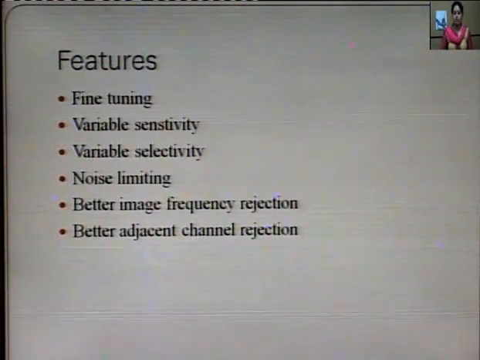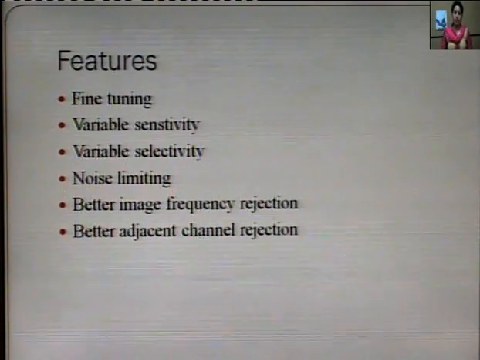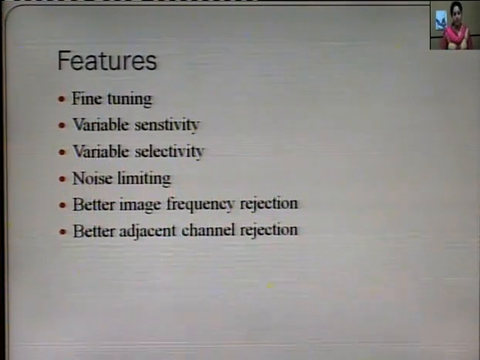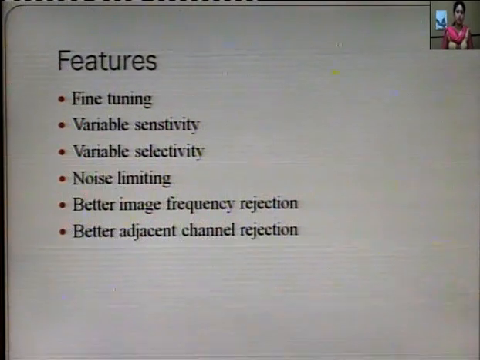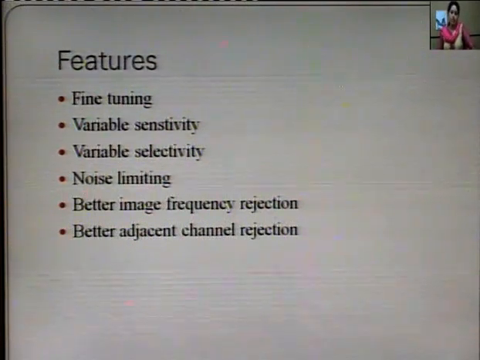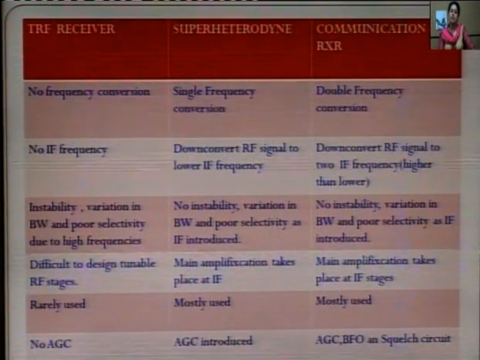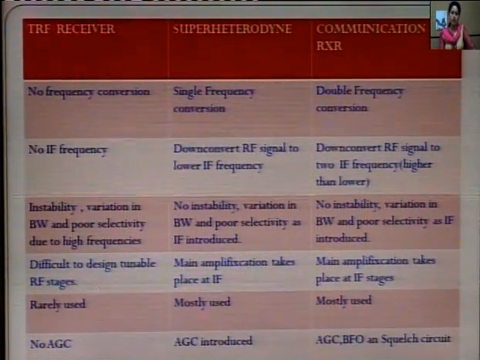Other features of your double conversion receiver are fine tuning, variable sensitivity and selectivity, noise limiting, better image frequency rejection, and better adjacent channel rejection. Now as we have discussed all three receivers, TRF, superheterodyne, and communication receiver, we can have a basic differentiation between these receivers. In case of your TRF, there was no frequency conversion. In superheterodyne, there was frequency conversion, but only single frequency conversion, that is only 1 IF. In communication receiver, you are having double frequency conversion, you are having 2 IF.